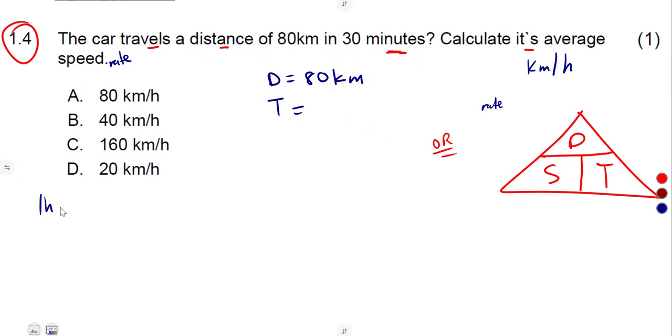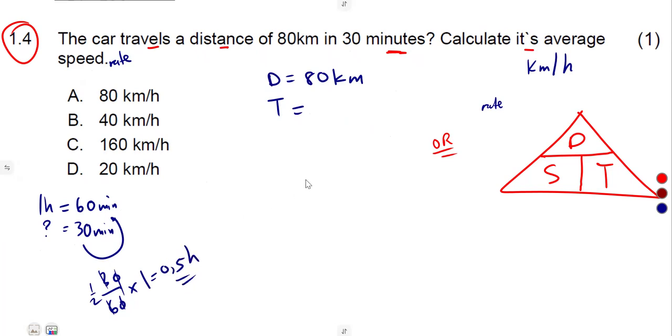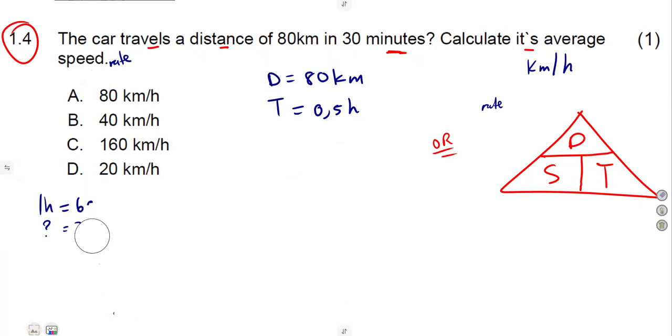An hour is equivalent to what? 60 minutes. So what about 30 minutes? It'll be equivalent to how many hours? So that's 30 over 60 times 1, which is going to be a half, 1 over 2 or 0.5 hours. So the time that we are given is a half or 0.5 hours. We must use the time in hours. So 30 minutes is 30 over 60.